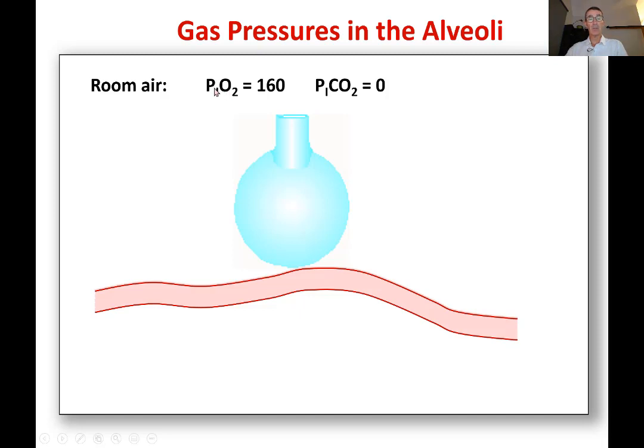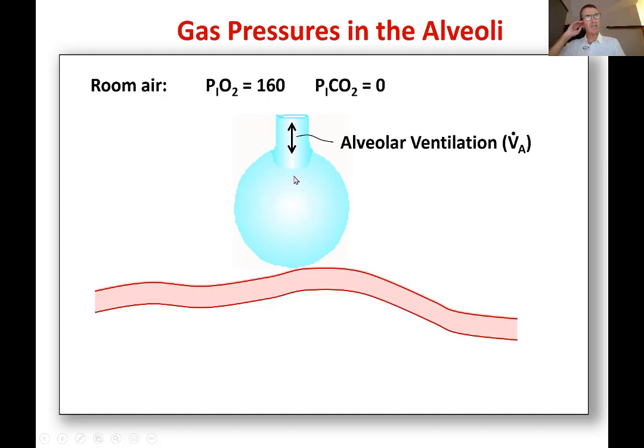So as we talked about before, the partial pressure of oxygen in the room that you're in is about 160 millimeters of mercury, and the partial pressure of carbon dioxide in the room that you're in is 0. There's essentially no carbon dioxide in the room. So you have alveolar ventilation taking place. Alveolar ventilation is the rate at which you're moving air in and out of your alveoli.